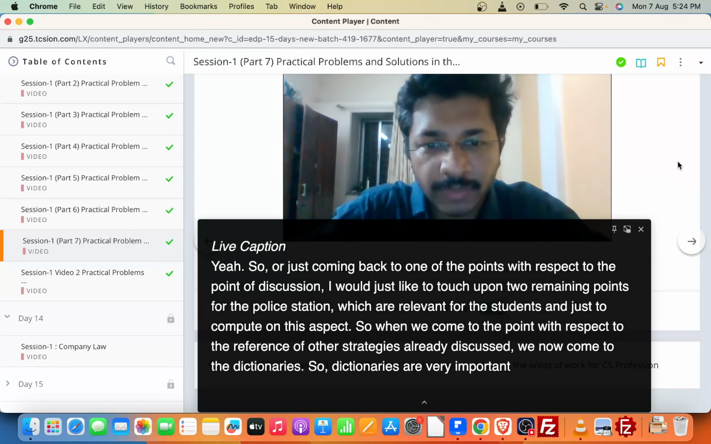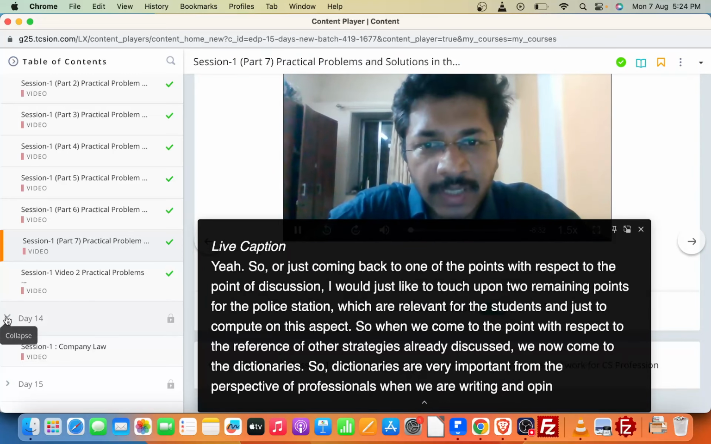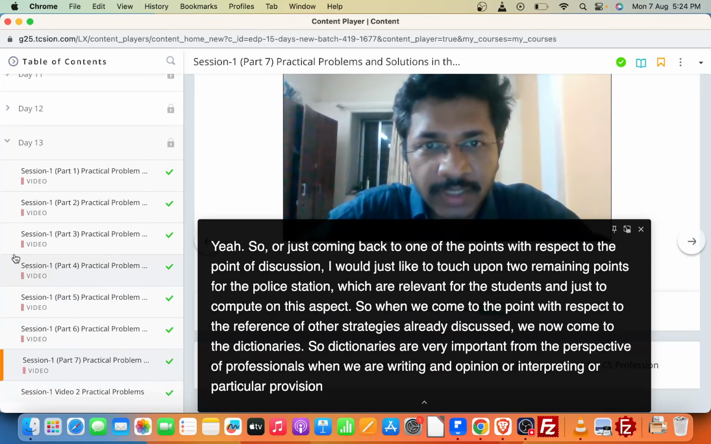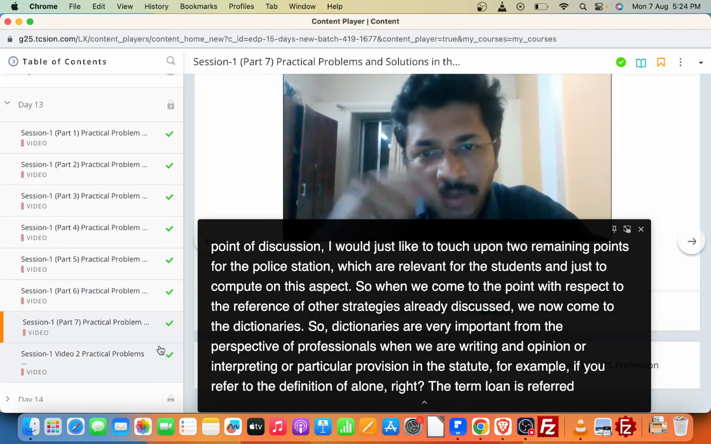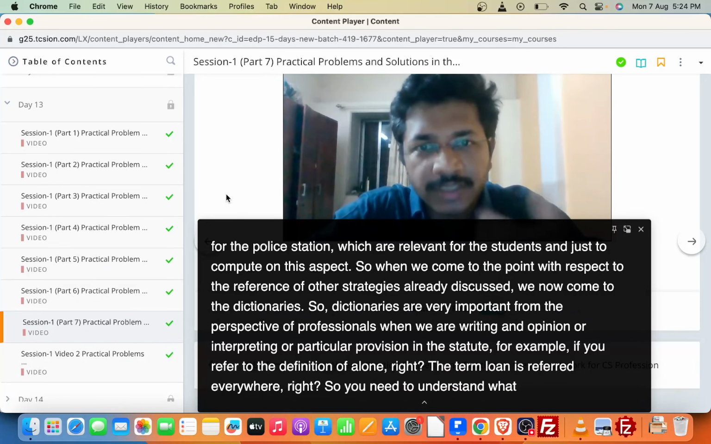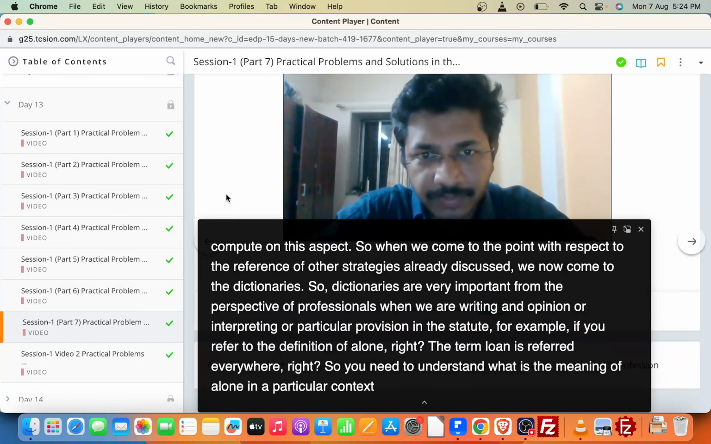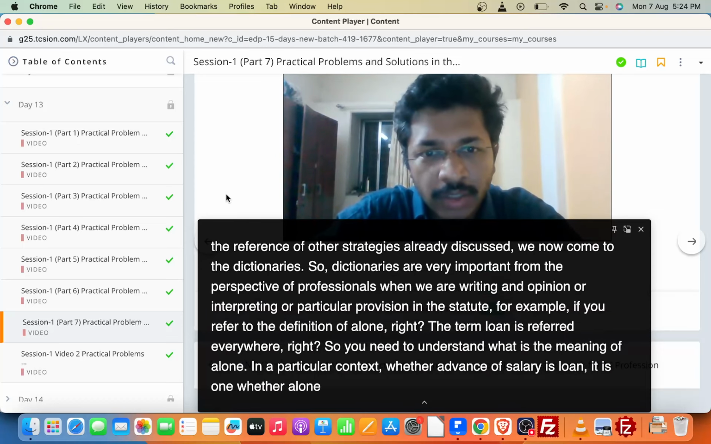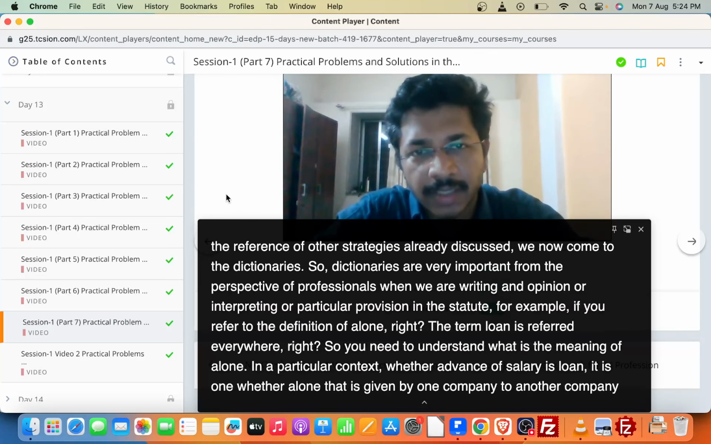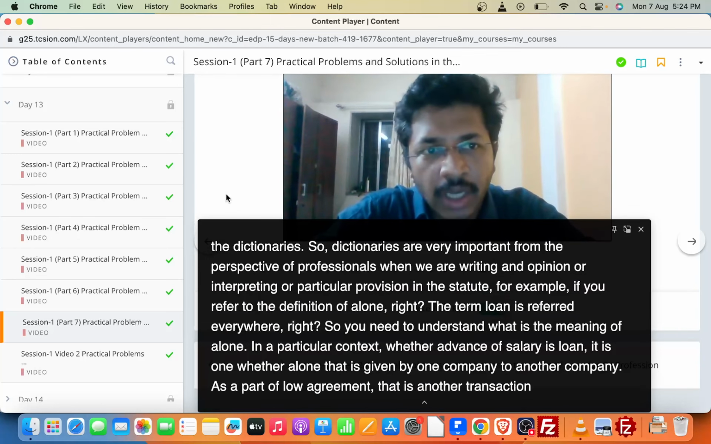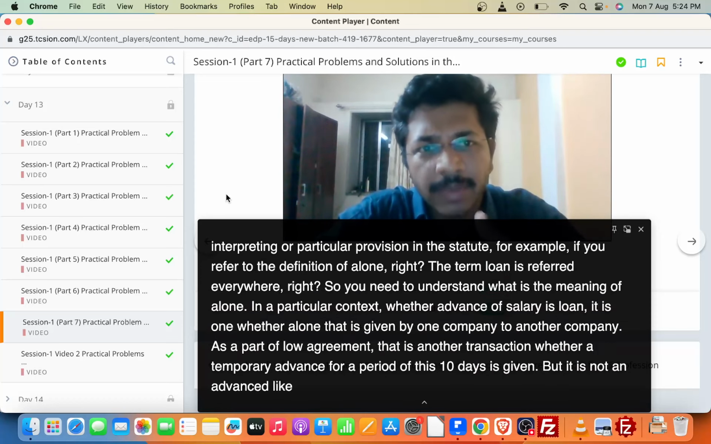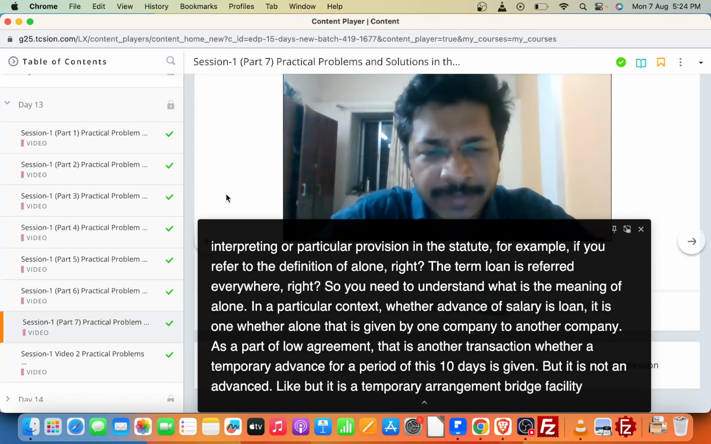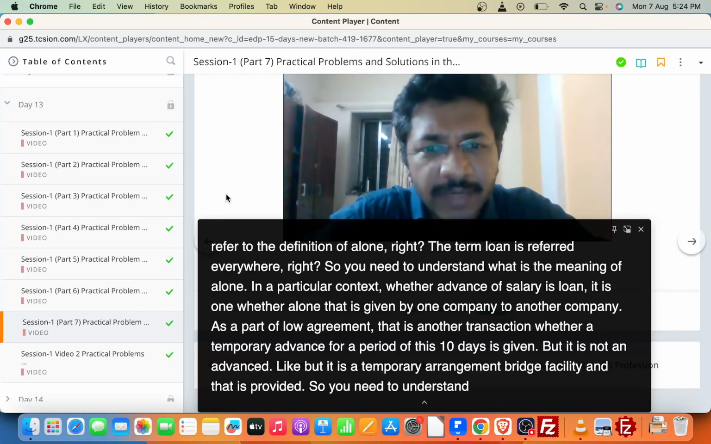Dictionaries are very important from the perspective of professionals when we are writing an opinion or interpreting a particular provision in the statute. For example, if you refer to the definition of loan, the term loan is referred to everywhere. So you need to understand what the meaning of a loan is in a particular context. Whether an advance of salary is a loan, that is one. Whether a loan given by one company to another company as part of a loan agreement, that is another transaction. Whether a temporary advance for a period of just 10 days is not an advance actually, but a temporary arrangement, a bridge facility. So you need to understand what is a loan.